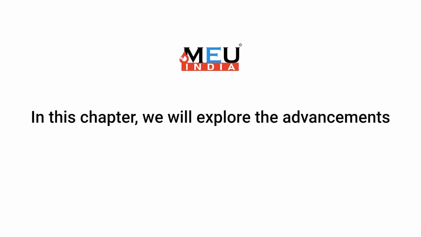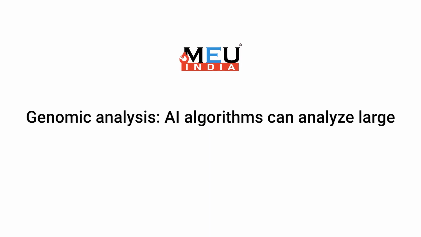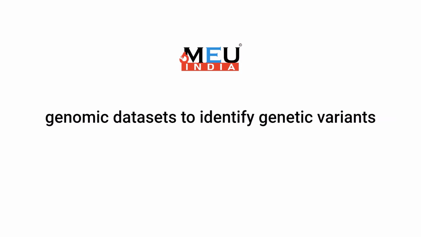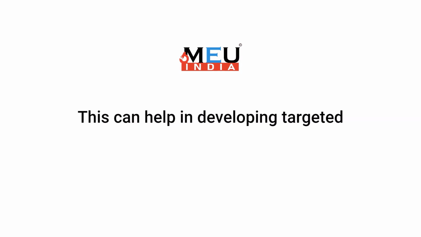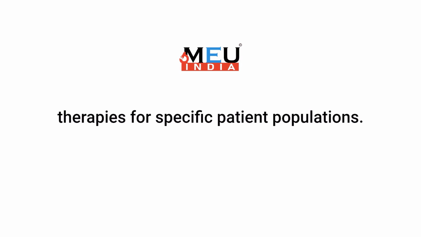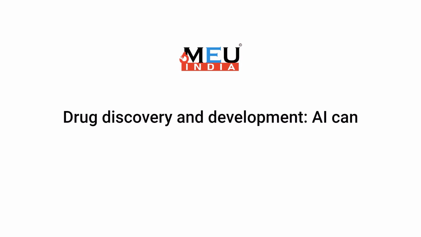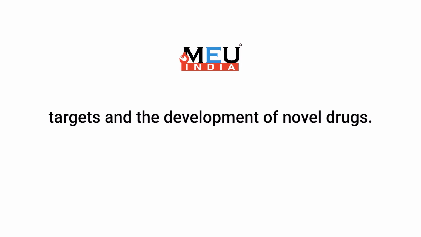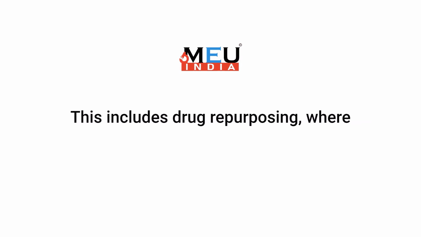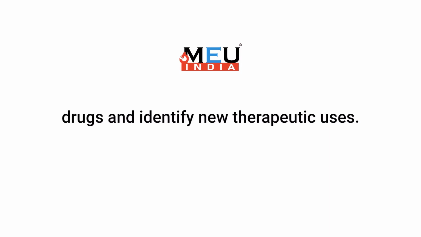In this chapter, we will explore the advancements in AI for precision medicine, including 1. Genomic analysis. AI algorithms can analyze large genomic datasets to identify genetic variants associated with diseases and drug responses. This can help in developing targeted therapies for specific patient populations. 2. Drug discovery and development. AI can help in the identification of new drug targets and the development of novel drugs. This includes drug repurposing, where AI algorithms can analyze existing drugs and identify new therapeutic uses.